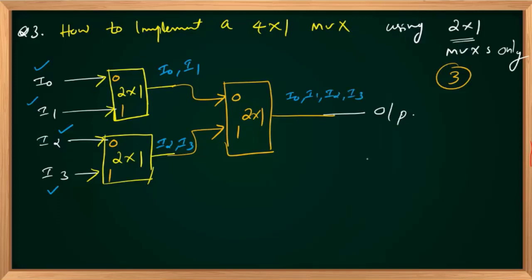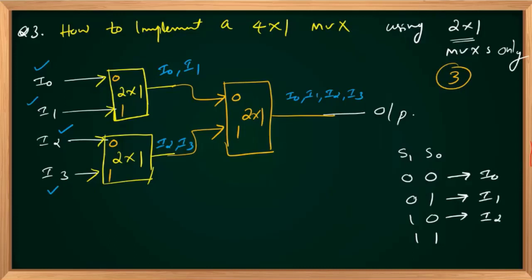And the property of a 4 by 1 mux is that it will have two select lines in general. So for the combinations, it should produce I0 corresponding to 0, 0, I1 corresponding to 0, 1, I2 corresponding to 1, 0, and I3 corresponding to 1, 1. That is our requirement. Okay.